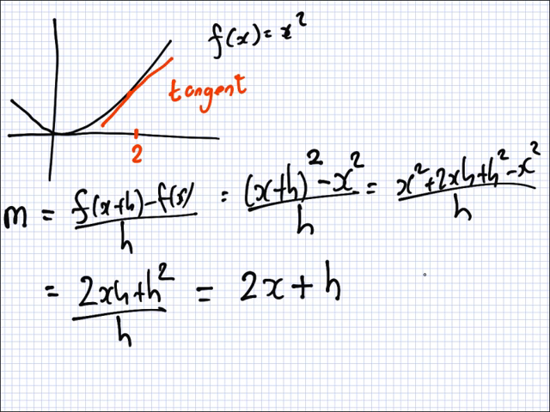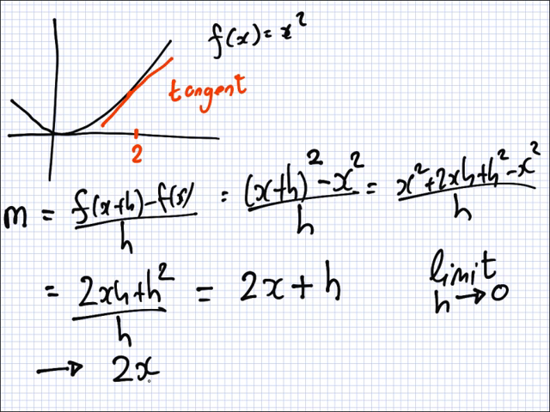Now remember, we have to imagine the limit as h moves towards 0. So if h was getting closer and closer and closer to 0, what would this get closer and closer to? 2x. Sorry, I have a question. Yeah. 2x plus h. Yeah.